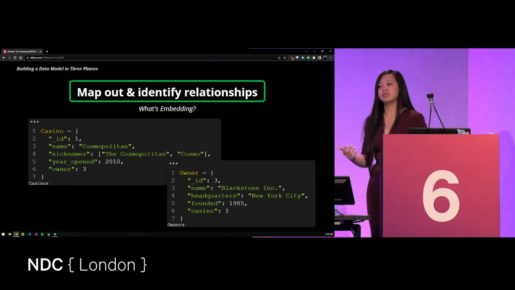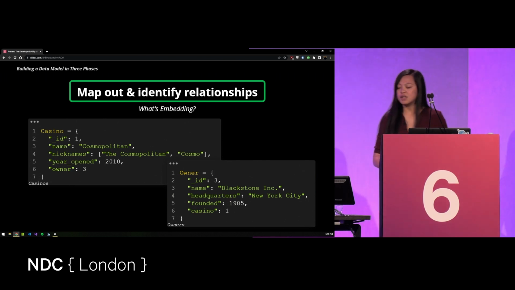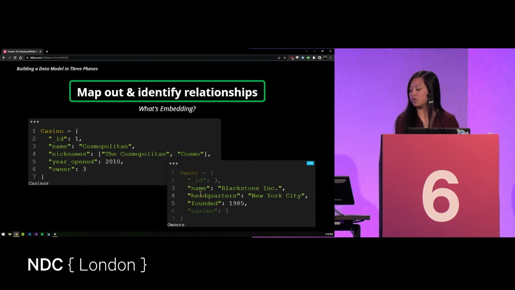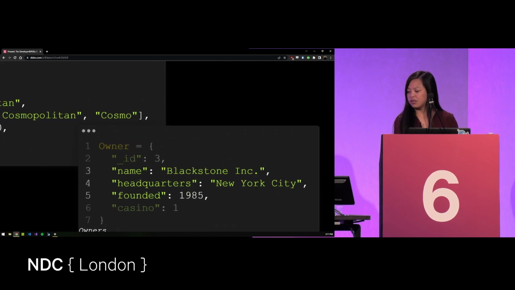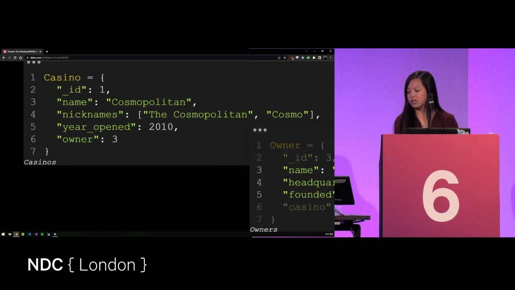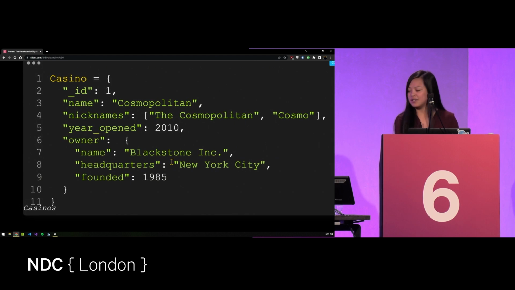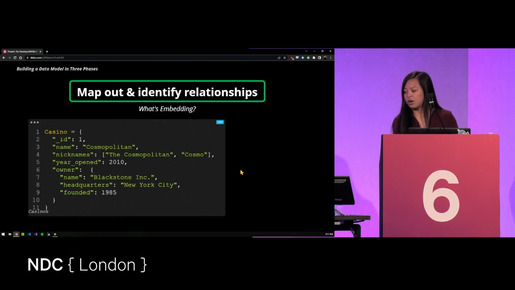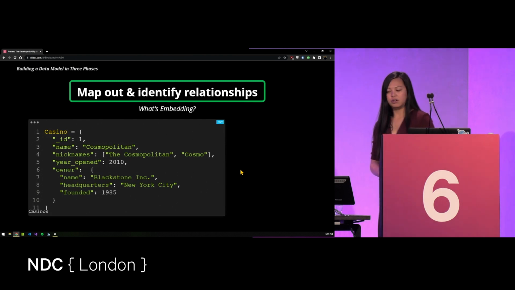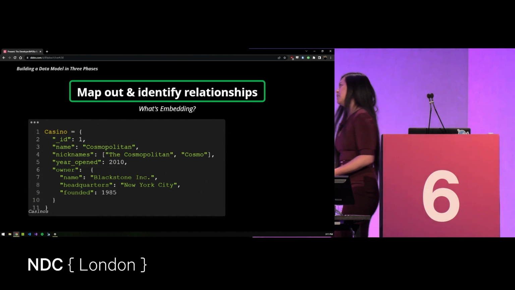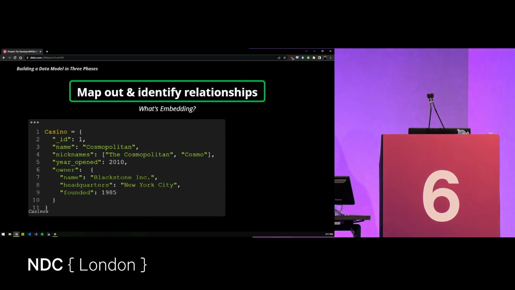Embedding, on the other hand, sounds exactly like what embedding sounds like. So instead of having this in two separate places, we will probably take the most necessary information, or the information that we find we are always querying together, and we take that information, in this case the name, the headquarters, and when it was founded, and we embed it into the parent document. So obviously in this particular scenario, you'll know that because we embed it here, that doesn't necessarily mean we get rid of the other document where the owner information is. So with embedding, there will come some data duplication.